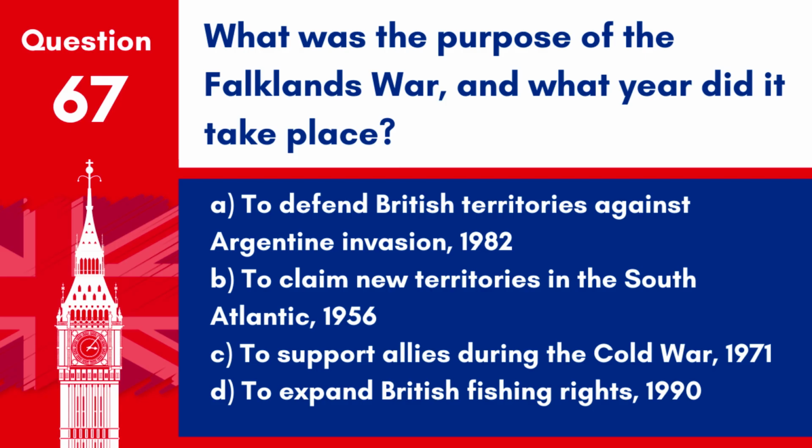Question 67. What was the purpose of the Falklands War, and what year did it take place? A. To defend British territories against Argentine invasion, 1982. B. To claim new territories in the South Atlantic, 1956. C. To support Allies during the Cold War, 1971. D. To expand British fishing rights, 1990.